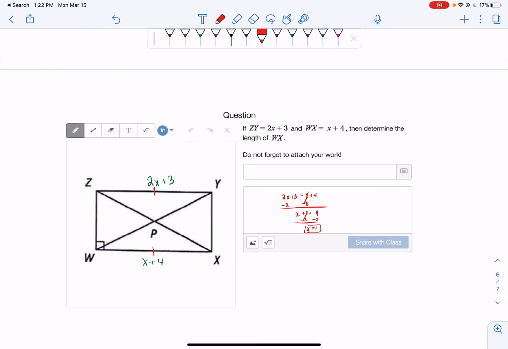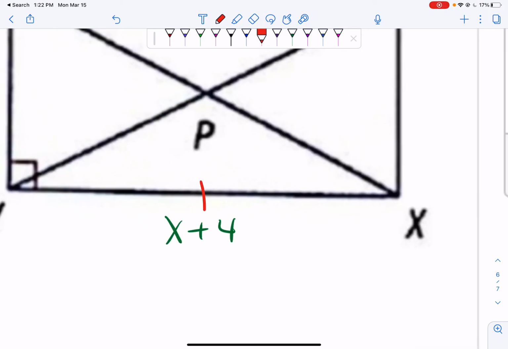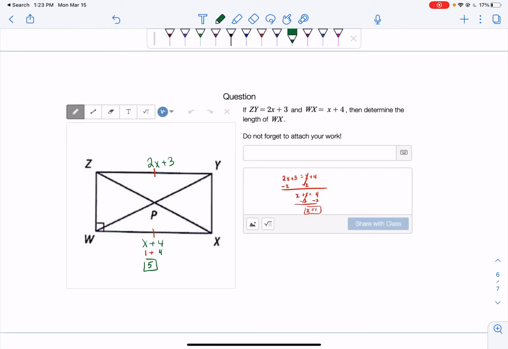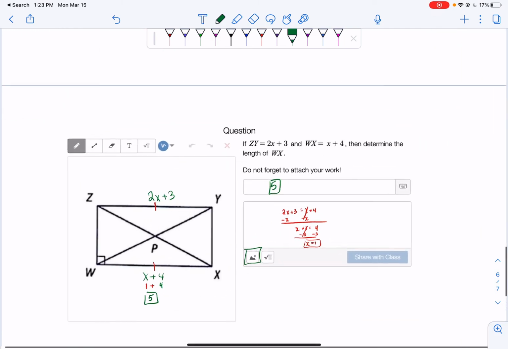The thing is, it wants you to find wx, so I have to go to wx and plug it in. So I just said x was 1, so I have 1 plus 4, and 1 plus 4 is 5. So I can say wx is 5. And then you attach a picture of your work.